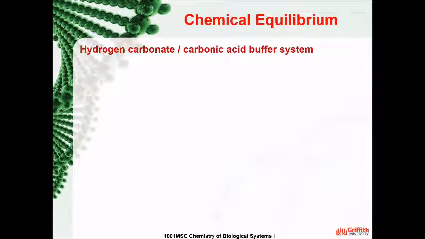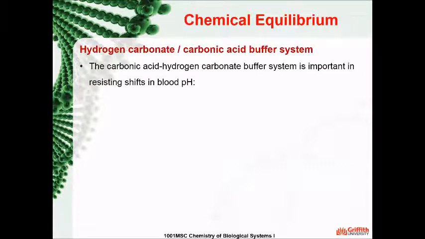In our blood, we have a buffer system to protect the cells from changes in pH. This system is called the carbonic acid hydrogen carbonate buffer system, which is important in resisting shifts in blood pH. The chemical equation for this system is shown here.